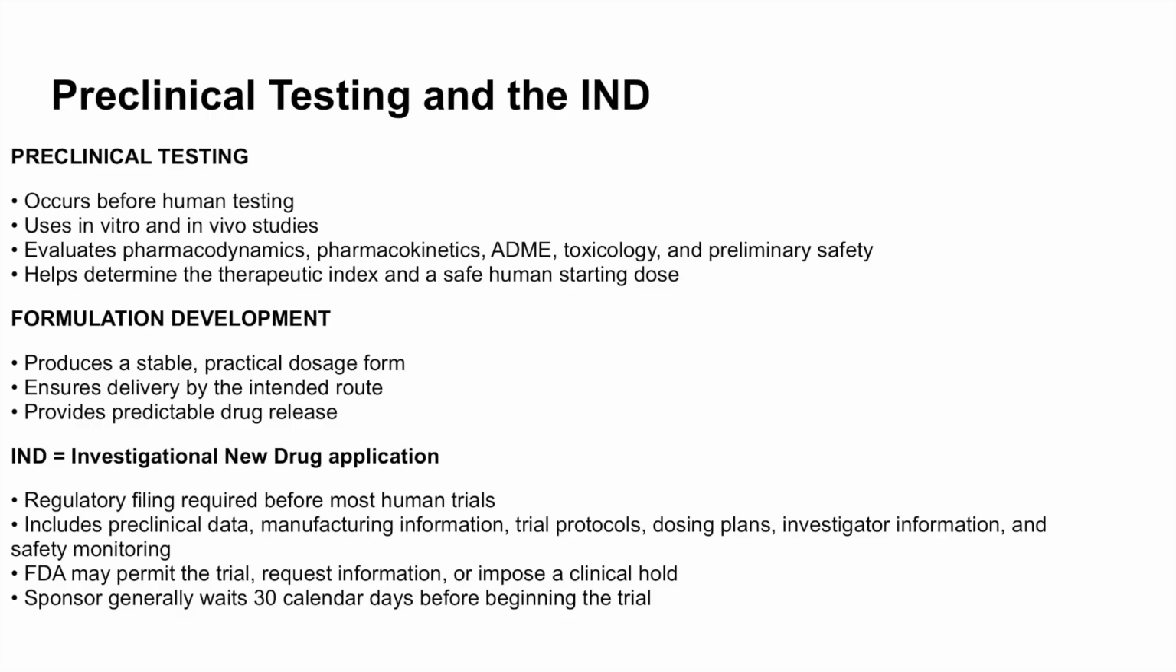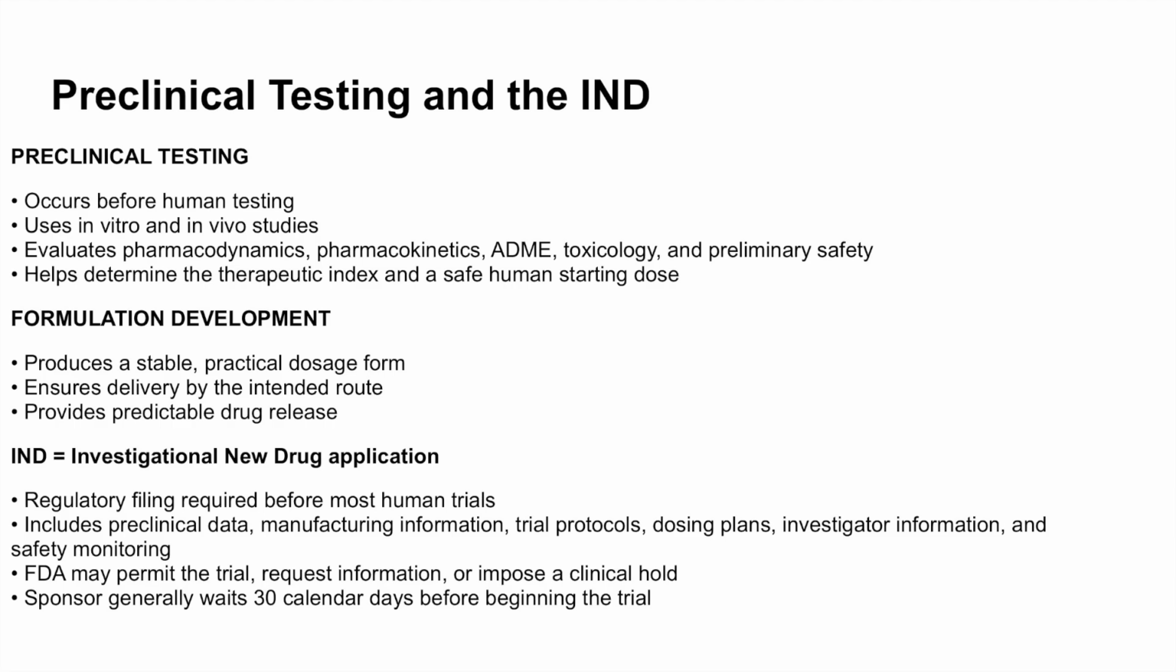So preclinical testing occurs before the routine human trials and uses in vitro and in vivo studies to examine pharmacodynamics, pharmacokinetics, ADME, toxicology, and preliminary safety. These studies help identify major hazards and support selection of an initial human dose. Formulation work develops a stable dosage form that delivers the drug predictably by its intended route.